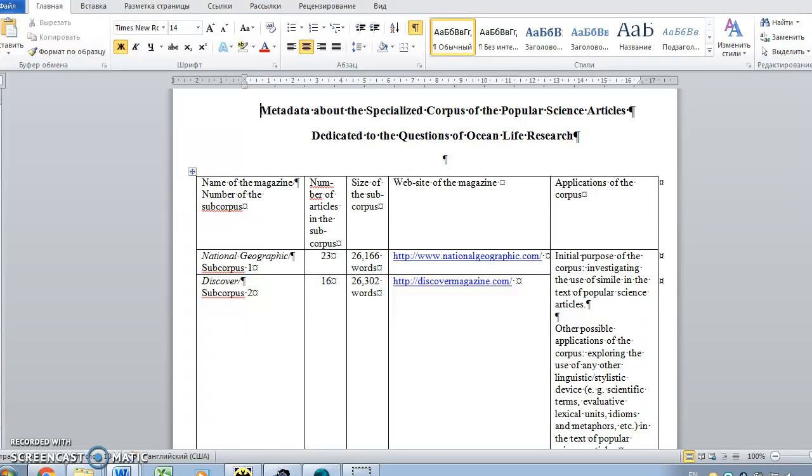As you guess, now I am going to talk a bit about the upcoming research project. So my plans about this project are still the same, investigating the use of similes in popular science articles.